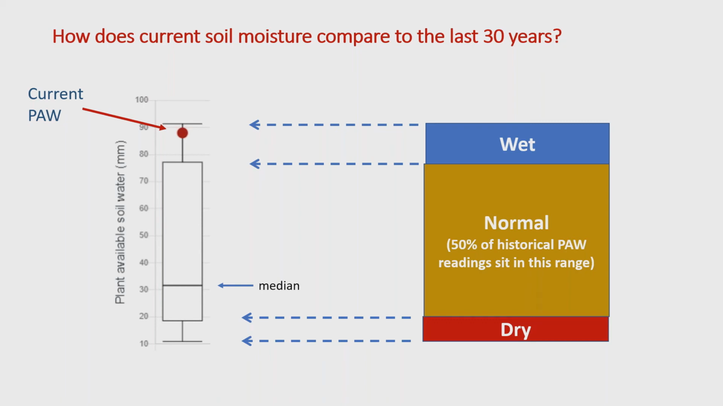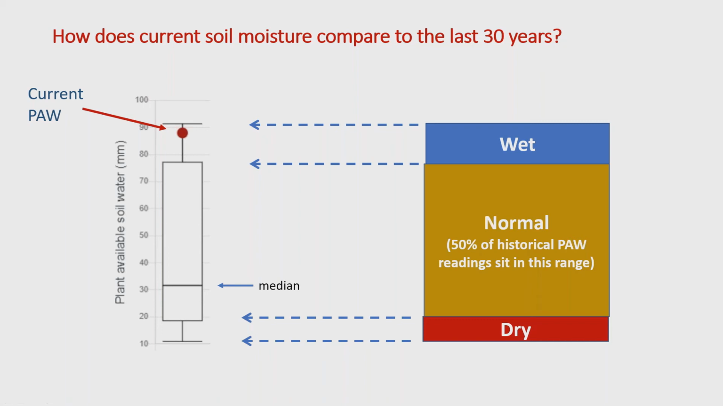So if we were to go into GrassGro and extract the PAW readings for the 25th of June across the last 30 years and sort these readings from smallest to largest, the middle 50% of readings, which would be 15 readings, would sit within the box. For simplicity, this could be referred to as the normal range or normal zone.